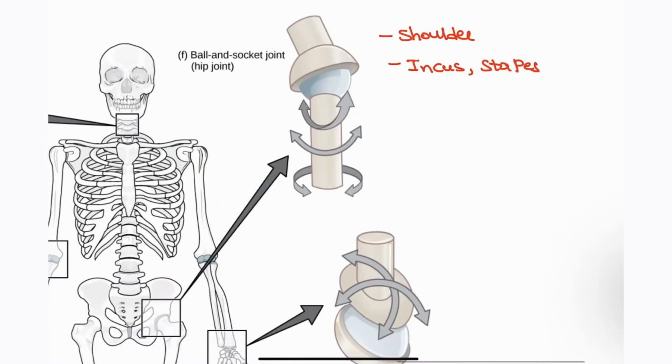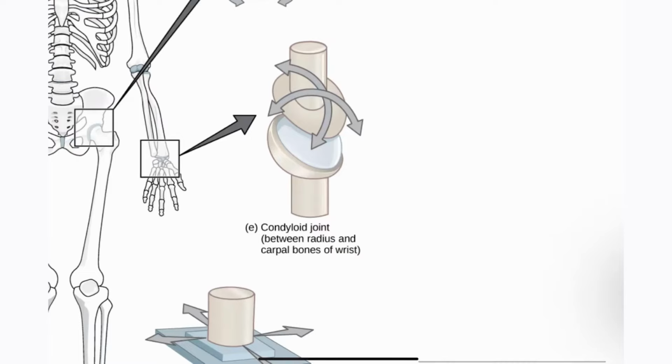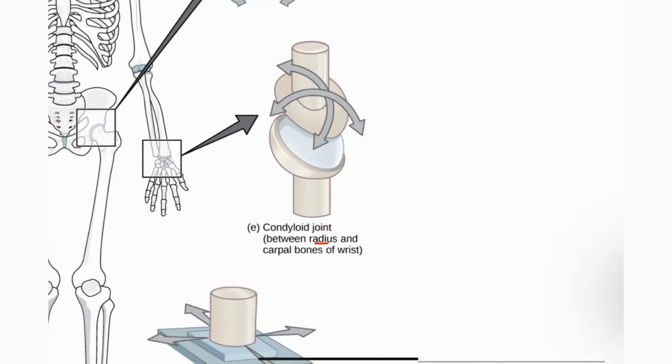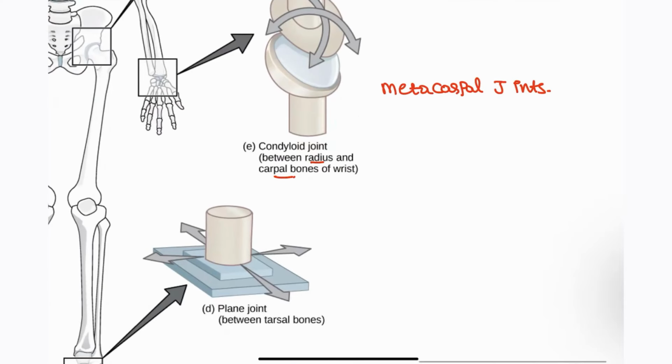Next, moving on to the condyloid joint. The condyloid joint is present between the radius and carpal bones. It is present in the metacarpophalangeal joints, and it is also present in the knee joint and temporomandibular joint, which are condyloid examples.